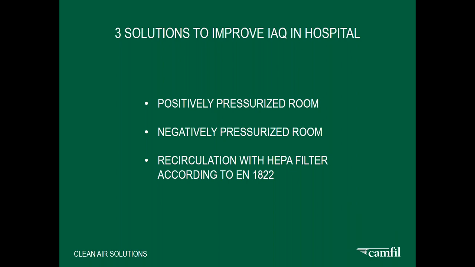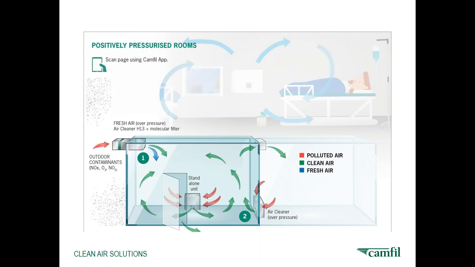Three solutions to improve indoor air quality in hospitals. In one way, we could create positively pressurized rooms, or we could create negatively pressurized rooms, or we can use recirculation with HEPA filter according to EN 1822. We start with a positive pressurized room, and in the picture, I'll explain how to retrofit or help existing HVAC units in making a positively pressurized room and its effect.